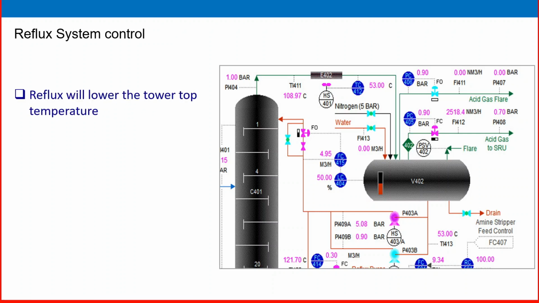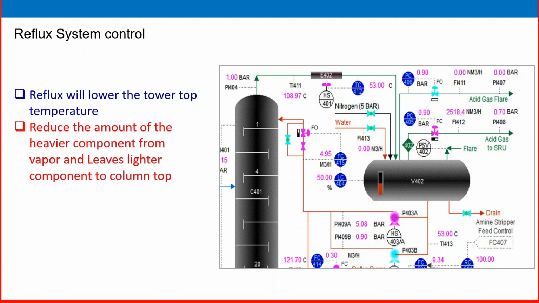Reflux will lower the tower top temperature. I explained the reflux system, this is the reflux system. It will keep the temperature here around 108, actually showing nearly 102, 103, which should be sufficient. Reflux will maintain the temperature and reduce the amount of heavier component in the vapor, leaving the lighter component to leave the column. The only heavier component here is amine, so amine will stay inside and the lighter components, acid gas plus water, leave.